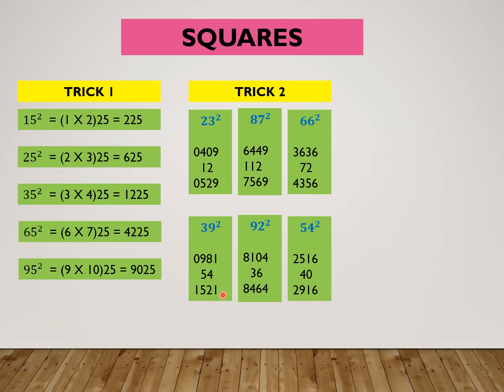Similarly, you can find the square of 92 and 54 and all the squares between 11 and 99, and you can cross check it. Trick 3.